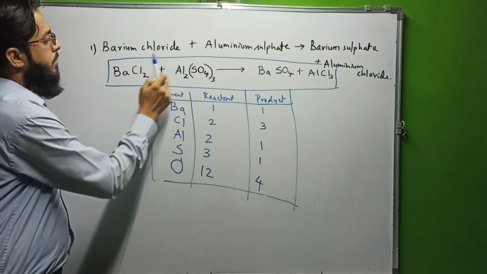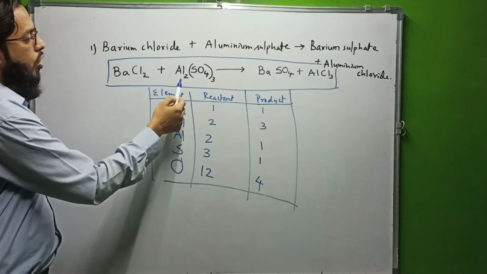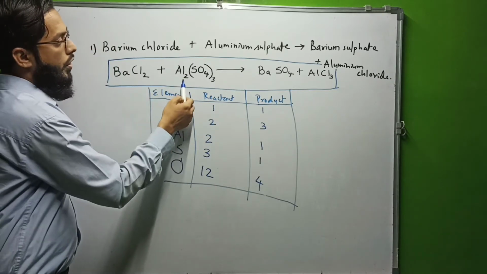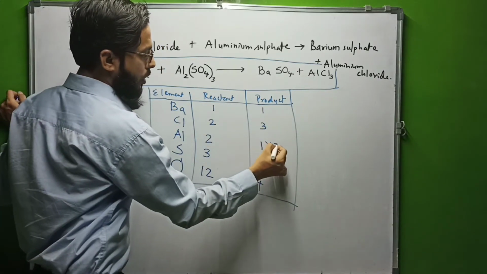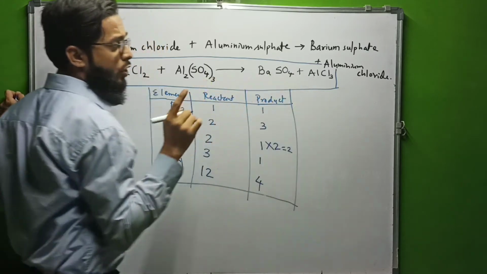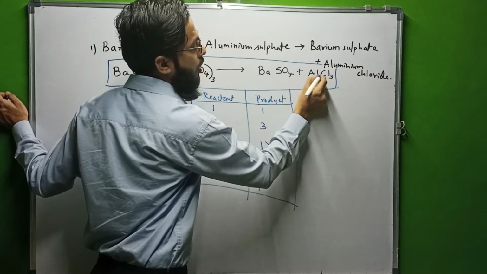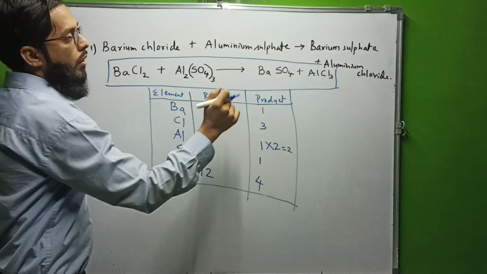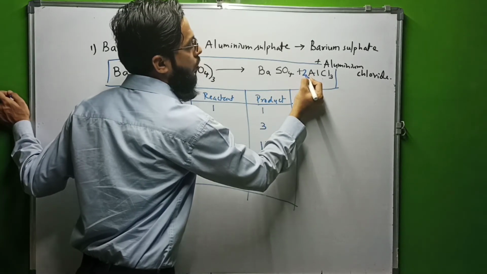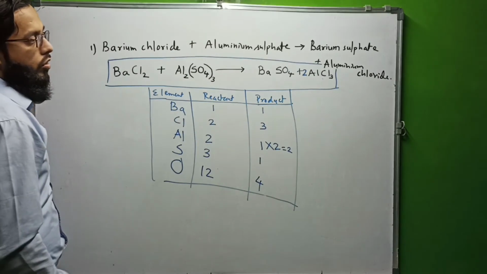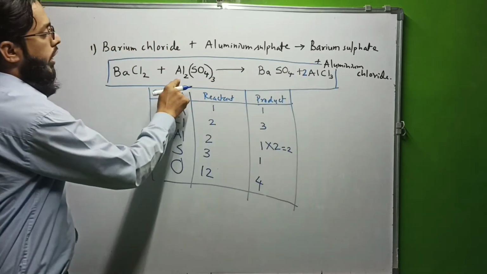Look here, for example, let's take metals first. Aluminum is a metal, barium is a metal. Barium is 1 and 1. Now let's talk about aluminum. We have 2 over here and just one aluminum here. So multiply by 2. As I told you yesterday, we can't change the molecular formula, so we can't write 2 in the subscript. We have to write it in front of the formula. 2Al. Always write in front of the formula.